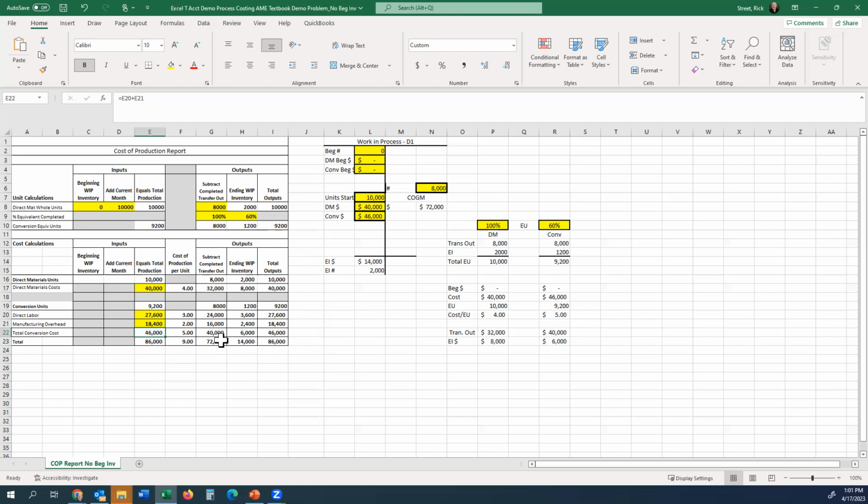How much is transferred out? $72,000 right there. And that's where you get your journal entry from. And that completes a cost of production report with my little help of looking at it as an account in the accounting system and then making the journal entry. Our next process will be a complete problem, but we're going to have beginning inventory as well.